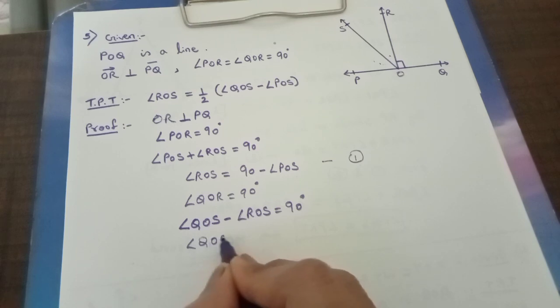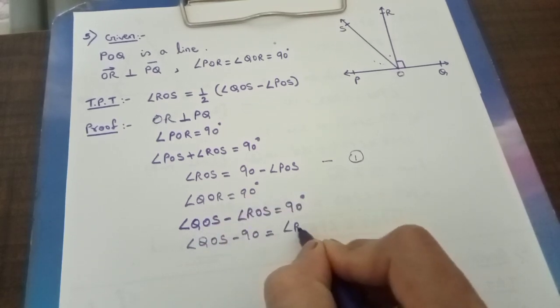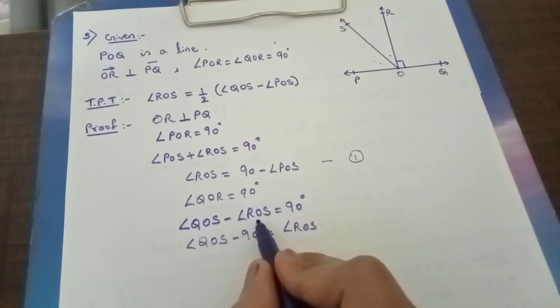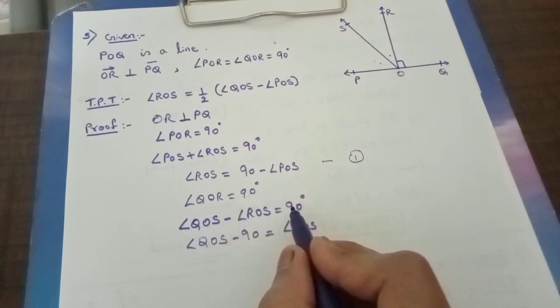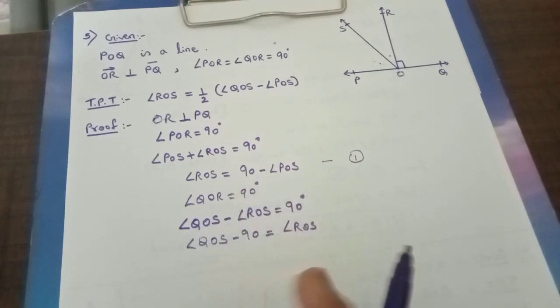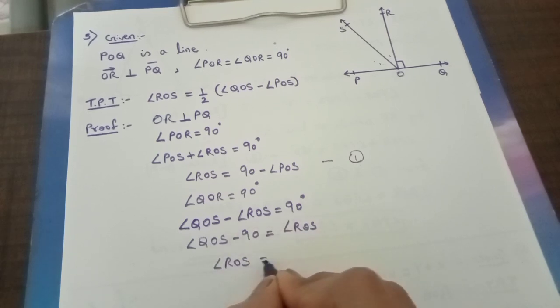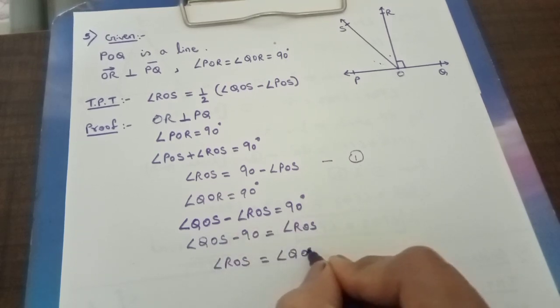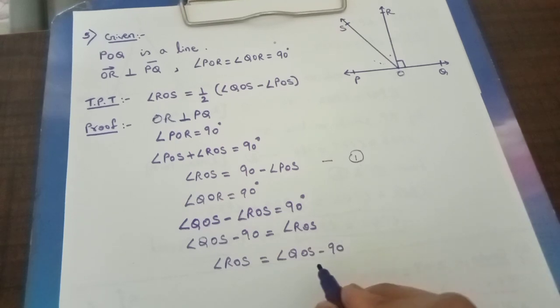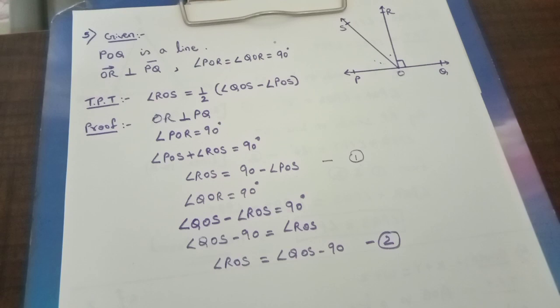So angle QOS, 90 will take it on this side, is equal to angle ROS. So when this part goes over there, it becomes positive, and this 90 will become negative when it comes out here. So we just twist it over here right now. ROS is equal to angle QOS minus 90. So this part becomes your equation number 2.